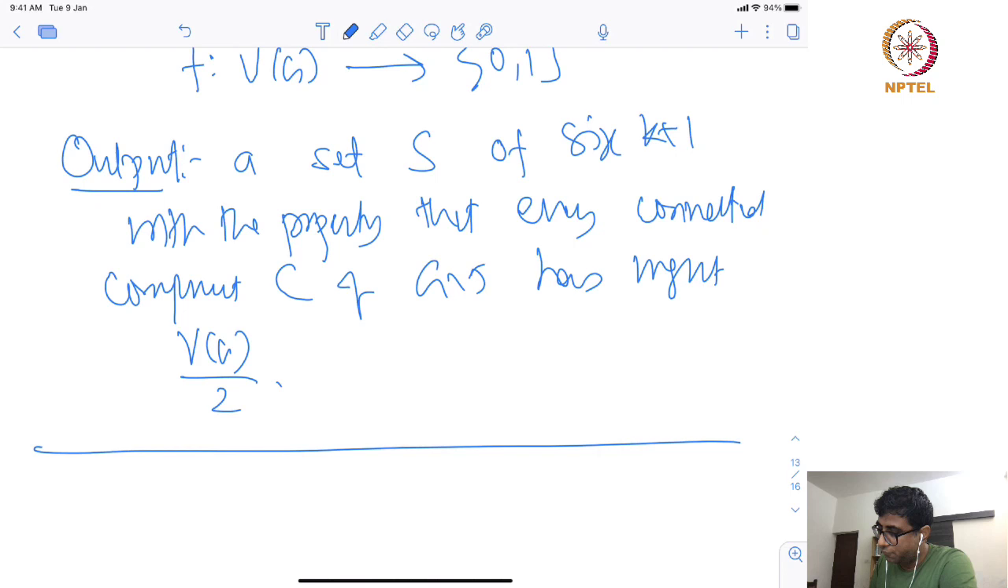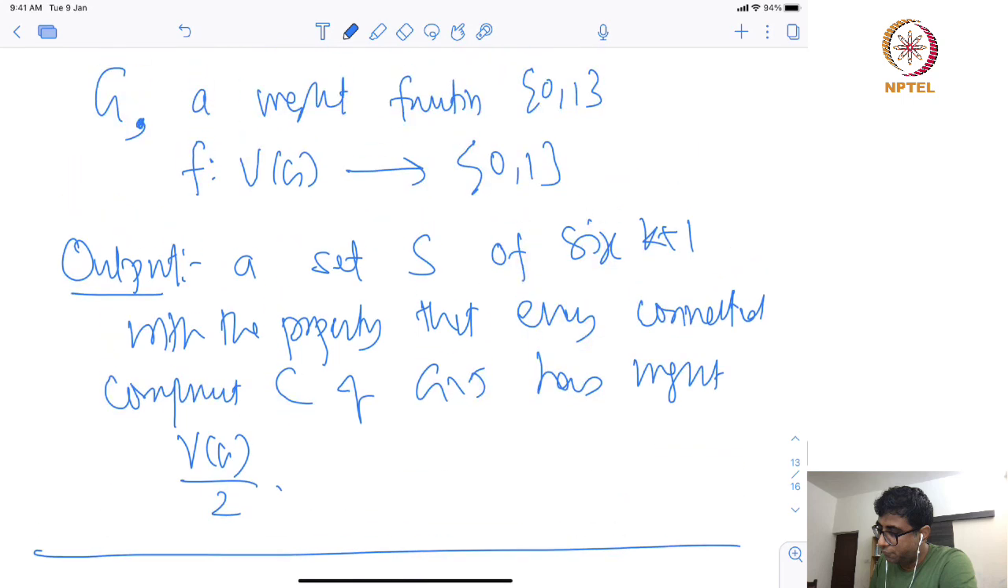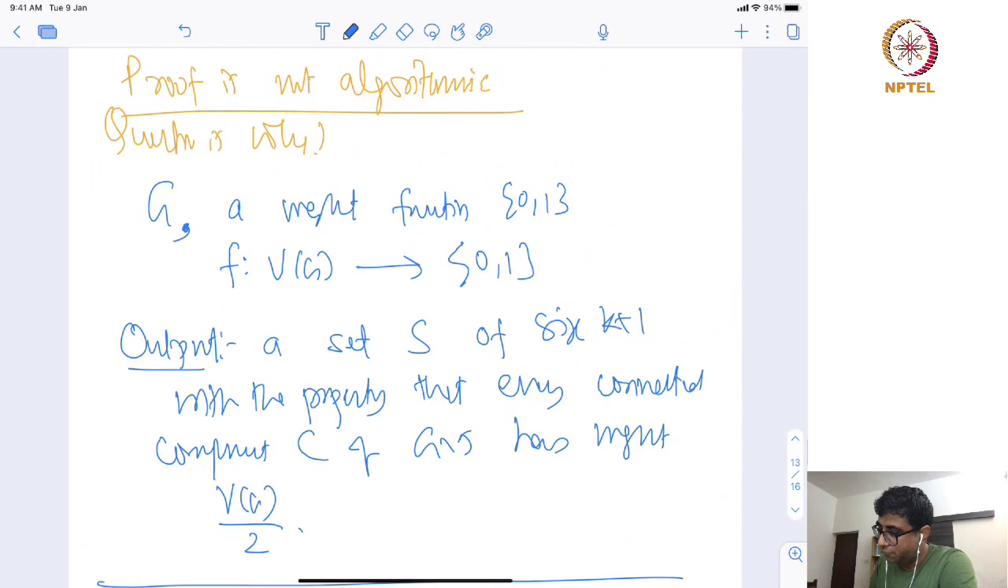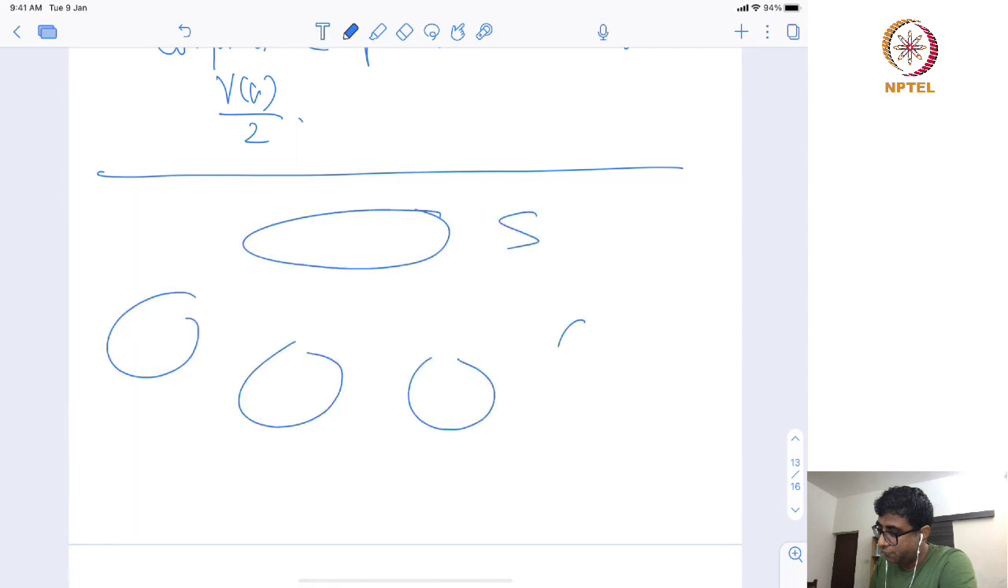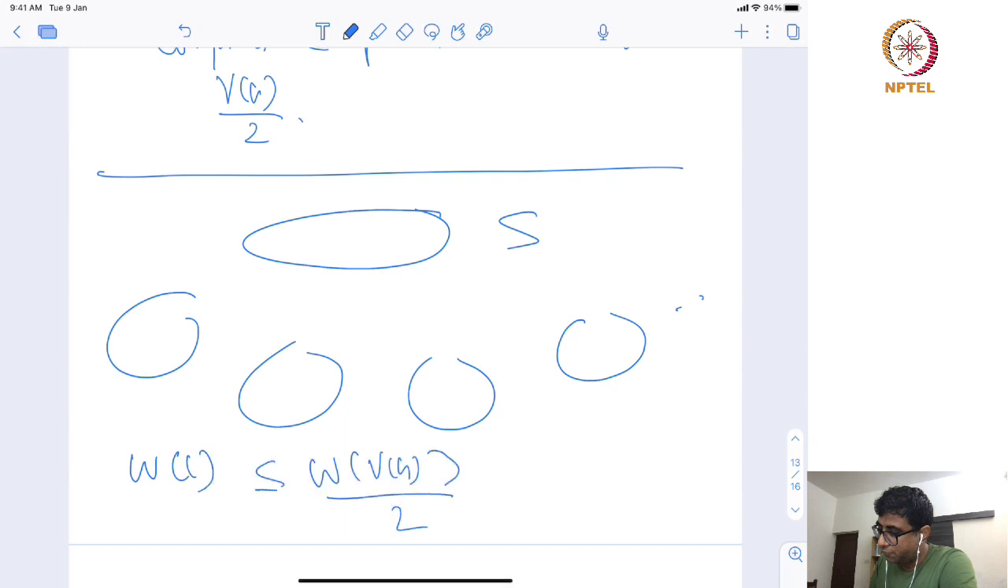So we want a set S of size k plus 1 with the property that every component C of G minus S has small weight. Now, first of all, we know that suppose you have a set S such that the weight of every component is at most this, then can I compute this set S effectively?